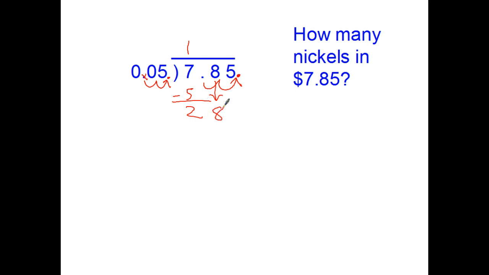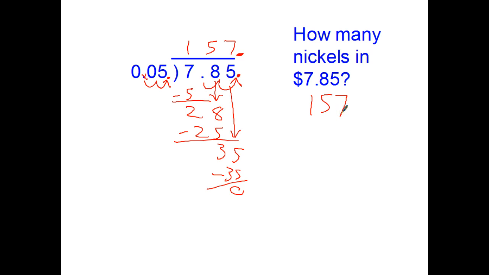How many 5s in 28? 5 of them. Gets me 25. How many 5s in 35? 7. Don't forget my decimal point. So how many nickels in $7.85?